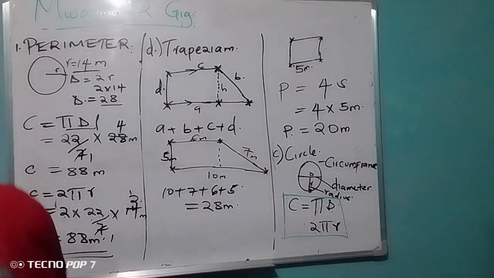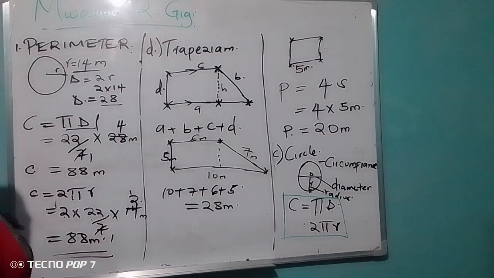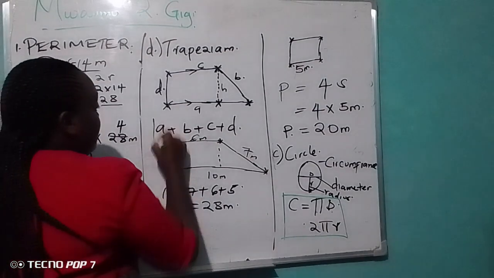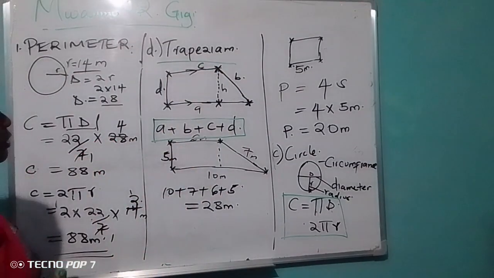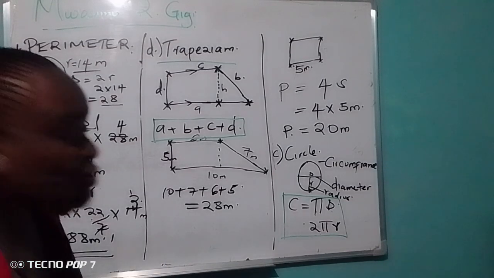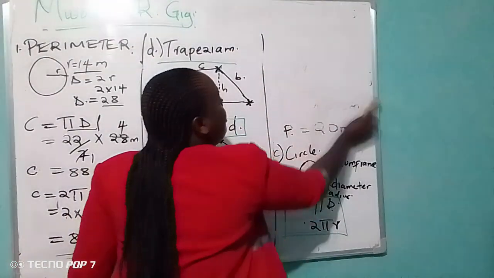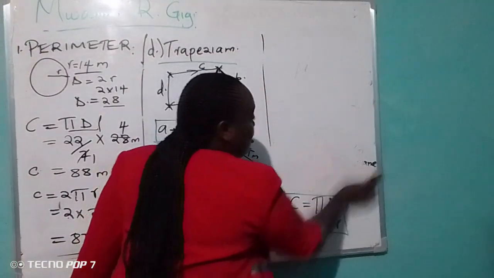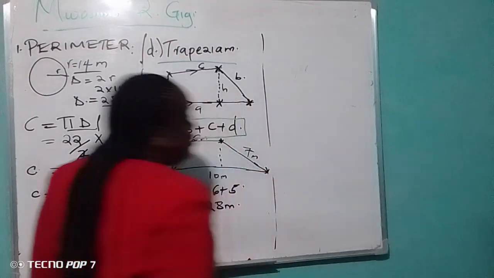So hapa hatujaweka formula ya trapezium. Trapezium, it's A plus B plus C plus D. Sawa. Okay, tuendelee ama tusiendelee?